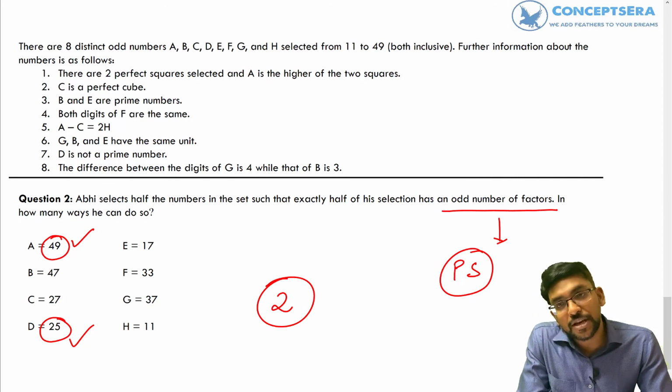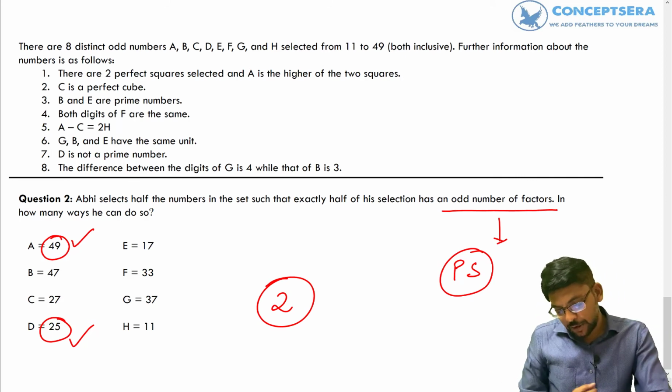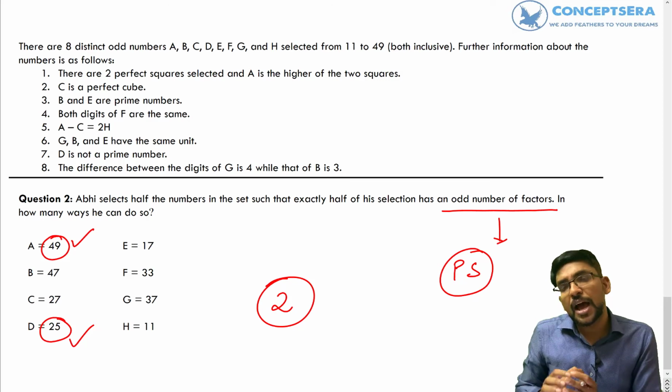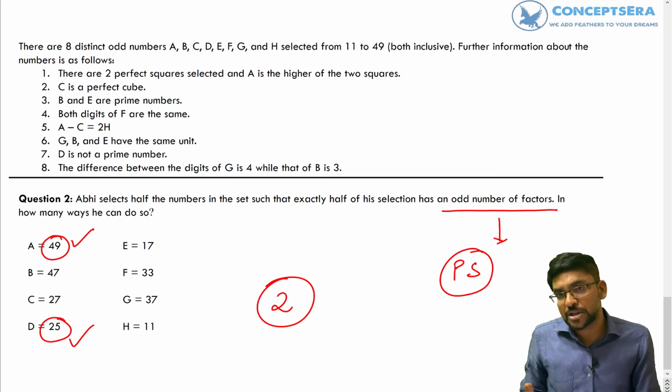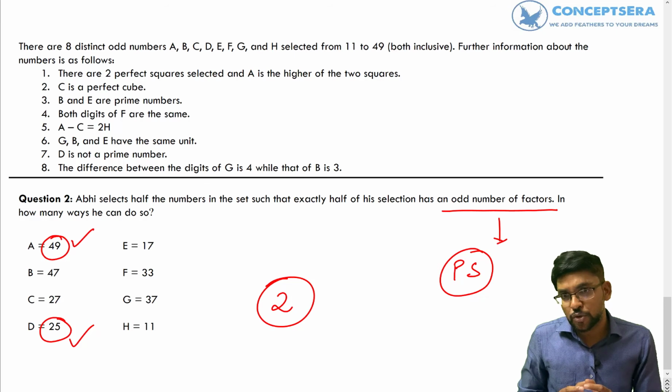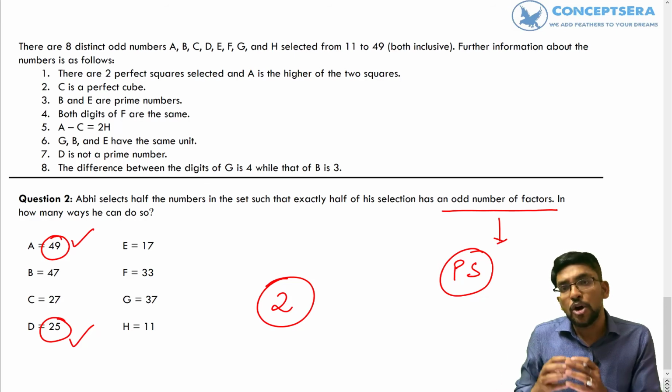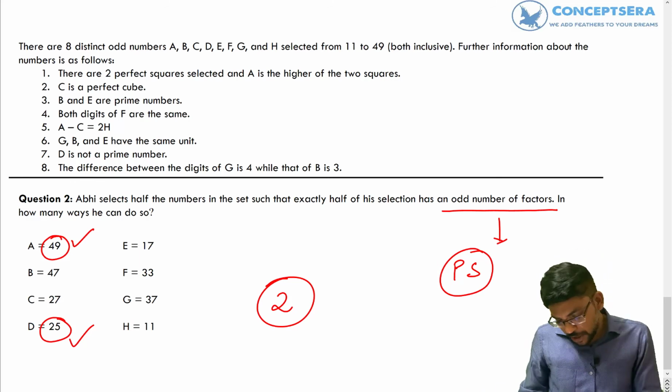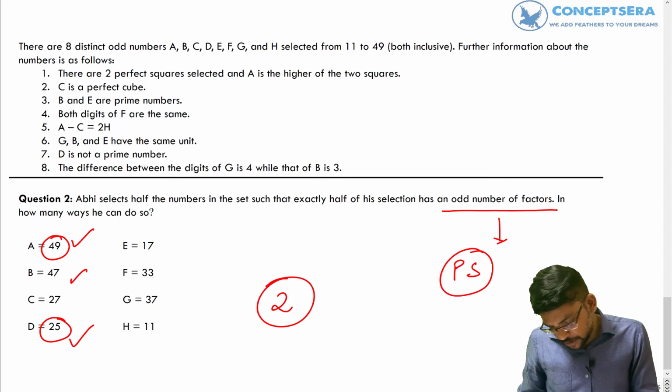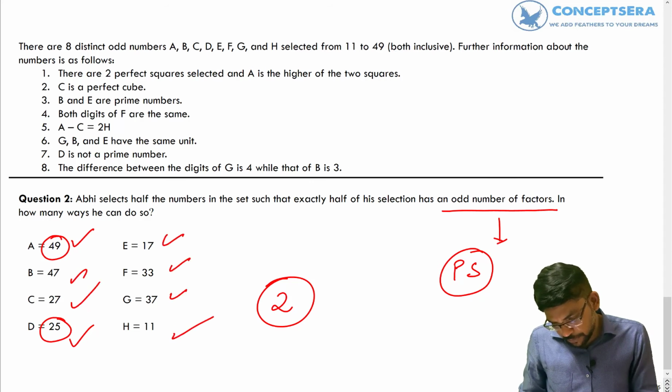In how many ways he can do so? So ultimately what they're asking, try to understand, in his selection half of the numbers are perfect squares and remaining half of the numbers are not perfect squares. So as we know, in the given numbers only 2 of them are perfect squares. It means he will be having 4 numbers. Out of 4 numbers, 2 of them are 49 and 25, and remaining 2 of them any other number which are not perfect squares. So we are left with 6 numbers here, right? We are left with 6 numbers here.